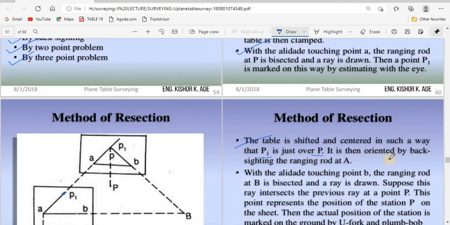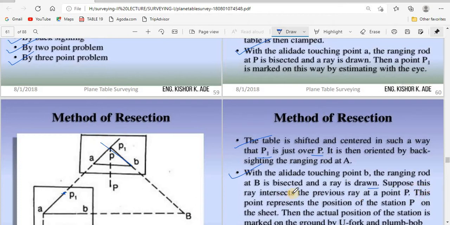It has then been oriented by backsighting at the ranging rod A. Obviously, when you are shifting the instrument, you have to perform orientation with the help of backsighting. Now with the alidade touching point B, you have to keep your alidade on this line, touching B, and draw a ray. The ranging rod B has been bisected and the ray has been drawn.